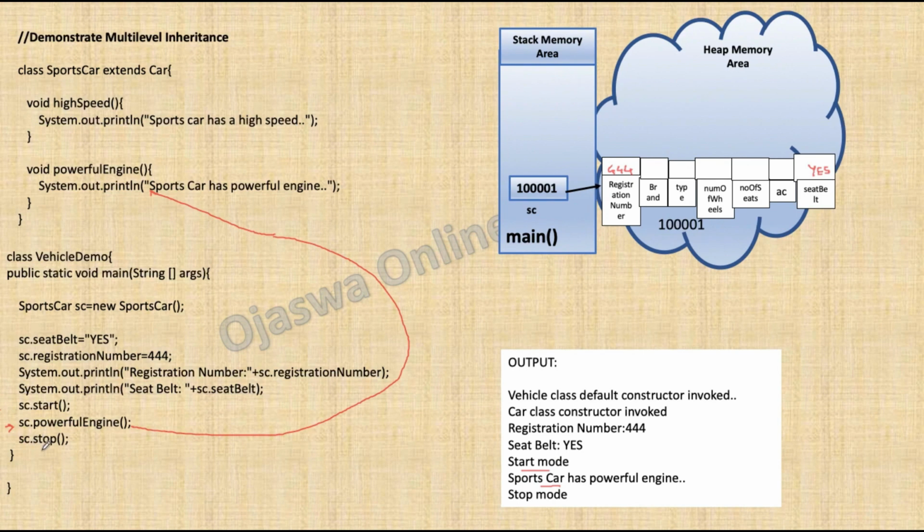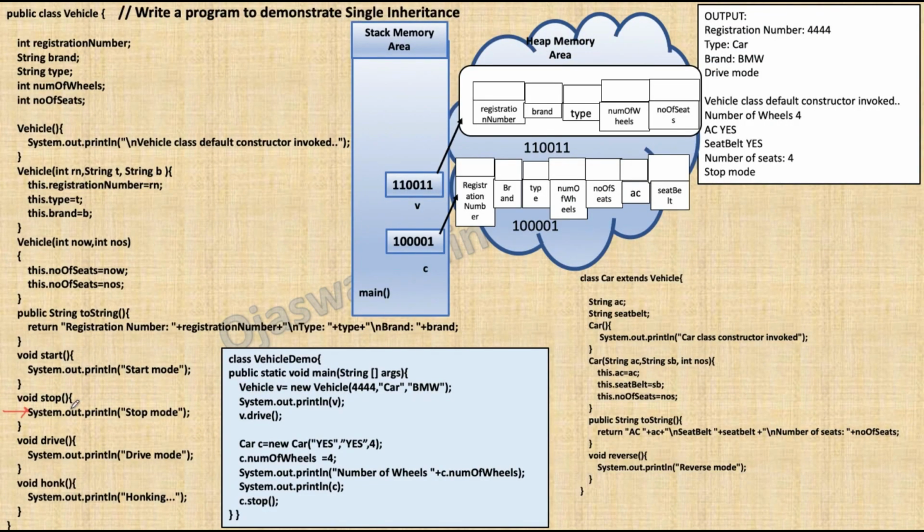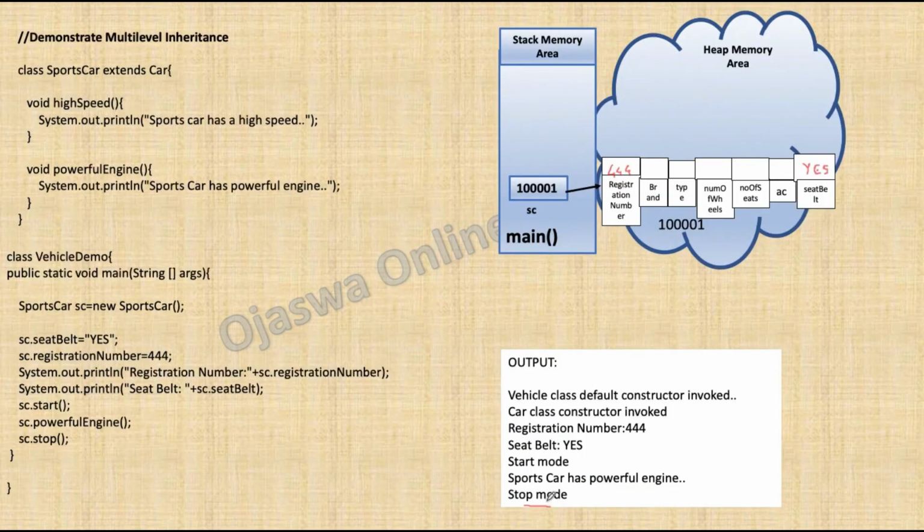And then we are invoking sc.stop. Now again, this method belongs to the vehicle class. Control of the program will go to the vehicle class over here, and the code inside stop method will execute. We are printing stop mode. So stop mode is printed to the console. So this is how multi-level inheritance operates.